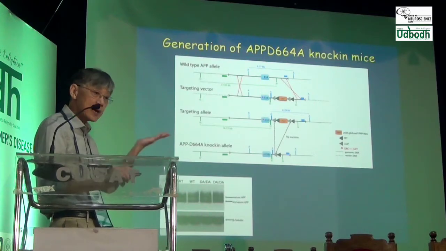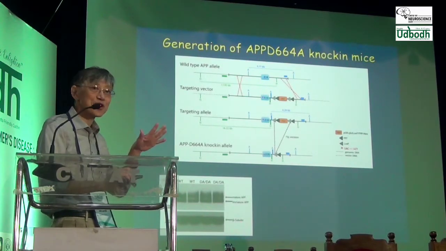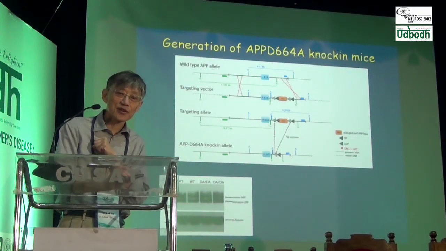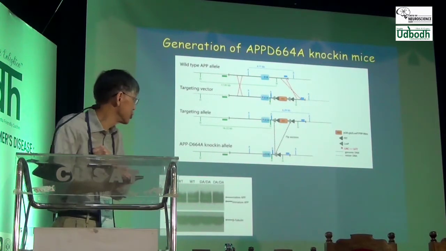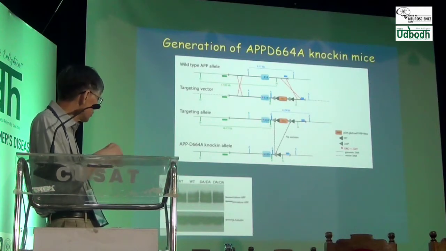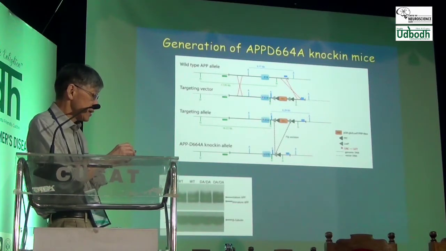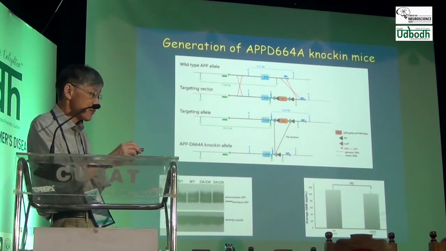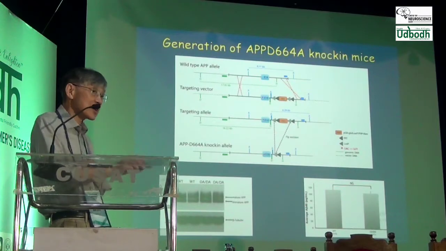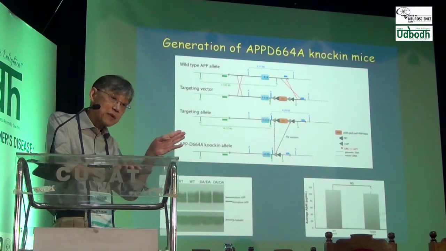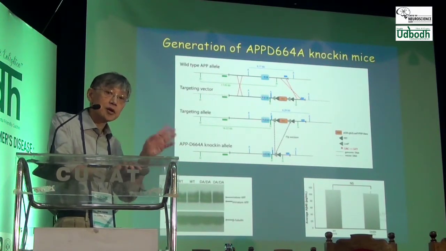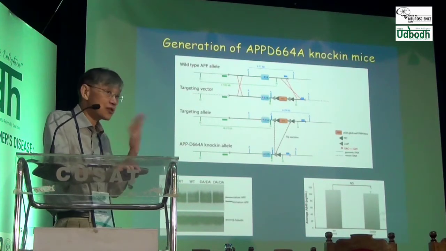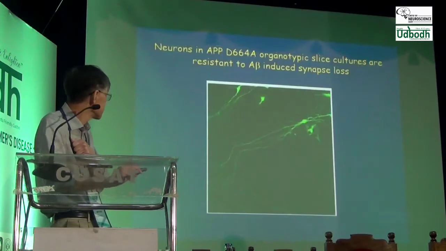So now we generated the APP knock-in mice, nothing much to tell you about. We basically went in there with site-directed mutagenesis and made the D664A substitution. And when we did that, it's confirming the transgene. You can't see from where you are in the back, except it's not significant. This is endogenous APP. This is endogenous A beta. We know that this knock-in mice doesn't change A beta production, just as a control illustration, okay?